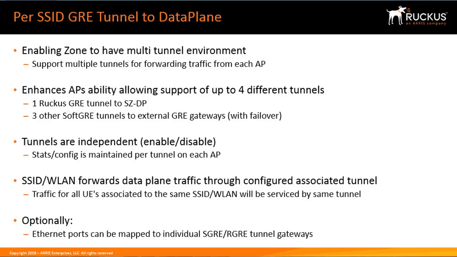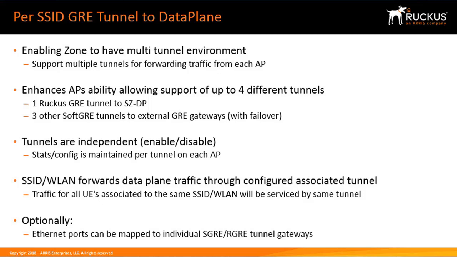First, this enables the zone to have multiple tunnel environments, meaning that we have the ability to have multiple tunnels forwarding traffic from each AP, and that can be specific to the SSIDs that you've configured on it. This enhancement provides the ability for you to have up to 4 different tunnels: one to your Ruckus GRE tunnel, to your SmartZone DataPlane, and then optionally 3 other software GRE tunnels to external GRE gateways. And each one of those can have a failover configured on it as well.